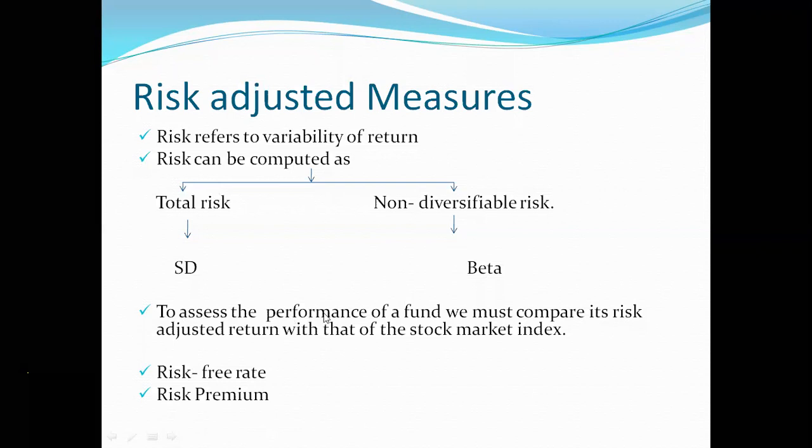So to assess the performance of a fund, we must compare its risk adjusted return with that of the stock market index. Now we will understand the meaning of risk adjusted measures. The measurement of the return of a portfolio or a security is not only confined to returns, but there is also another element which has to be taken into consideration along with return, which is called risk. So it means your returns are adjusted towards the risk, which is called a risk adjusted measure. You cannot eliminate the factor of risk from returns. So both go hand in hand.